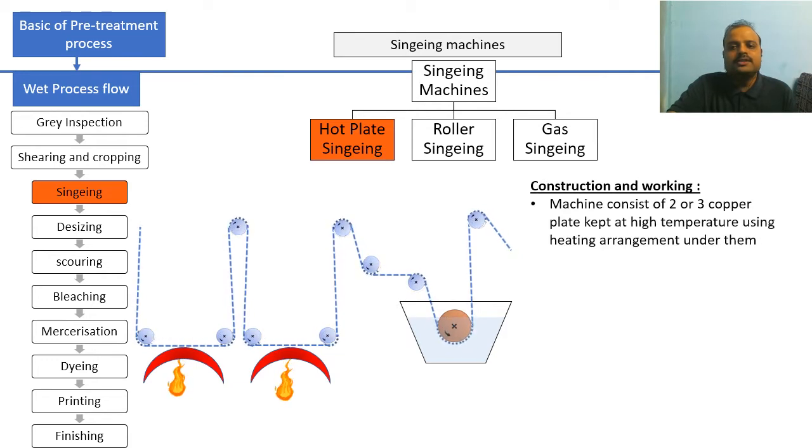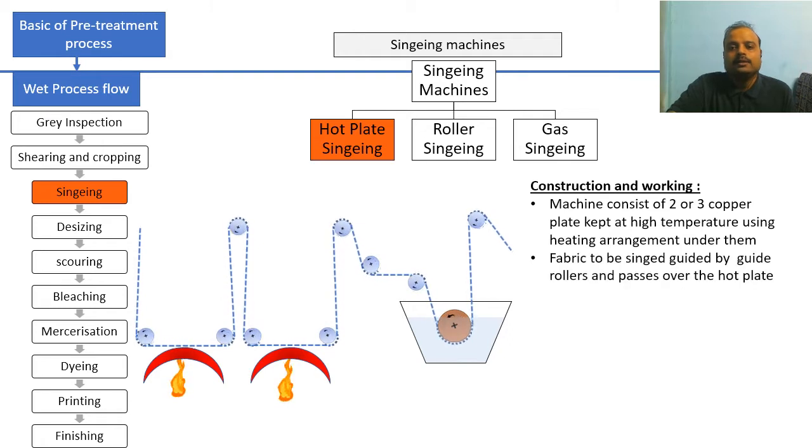The machine consists of 2 or 3 copper plates kept at a high temperature using a heating arrangement under them. As you can see and observe over here, this machine has 2 copper plates kept at a high temperature of about 1000 to 800 degrees Celsius by using the heating arrangement. Those are present under these curved plates, right? Fabric to be singed is guided by the guide rollers and passes over these hot plates.